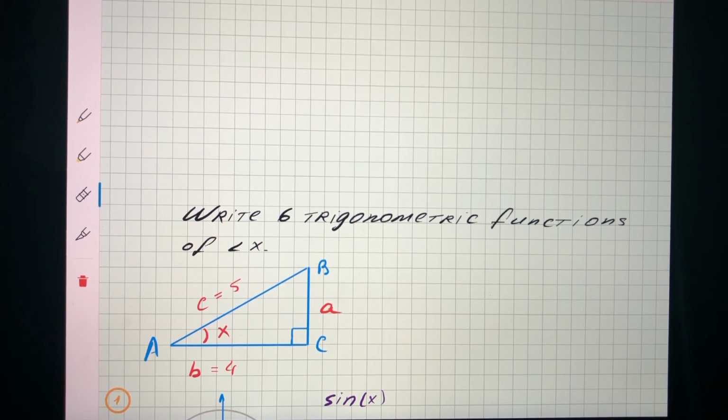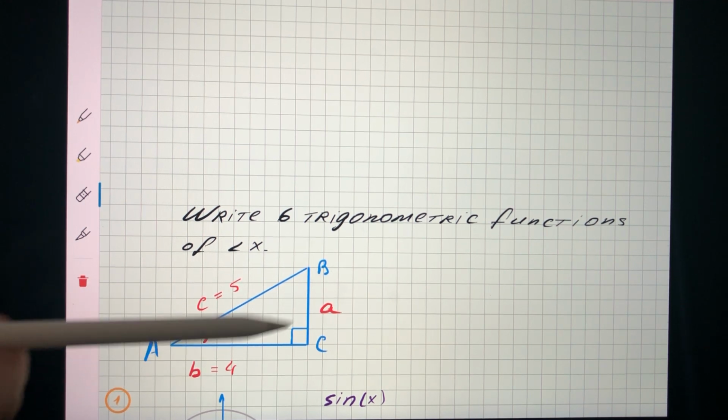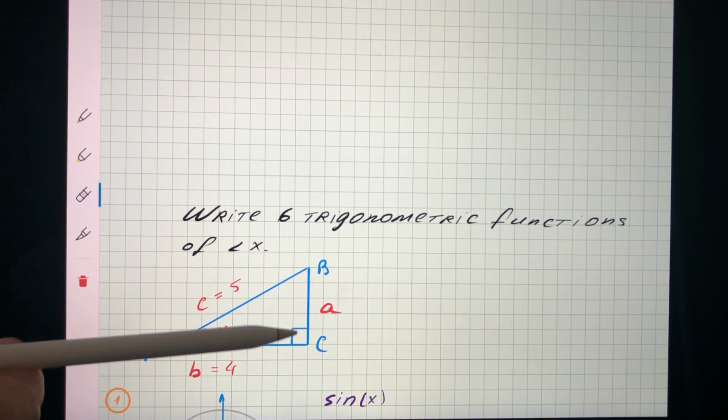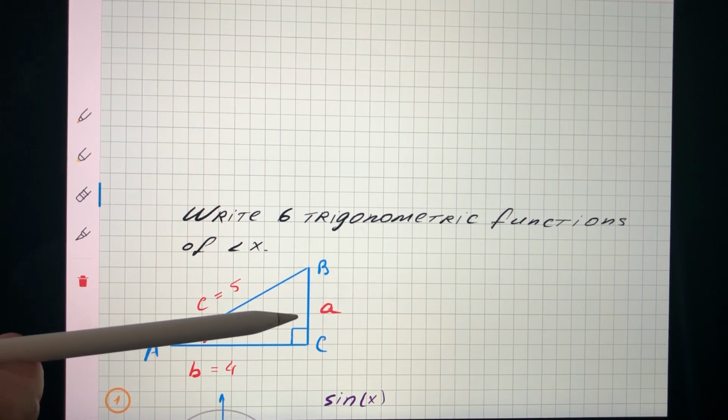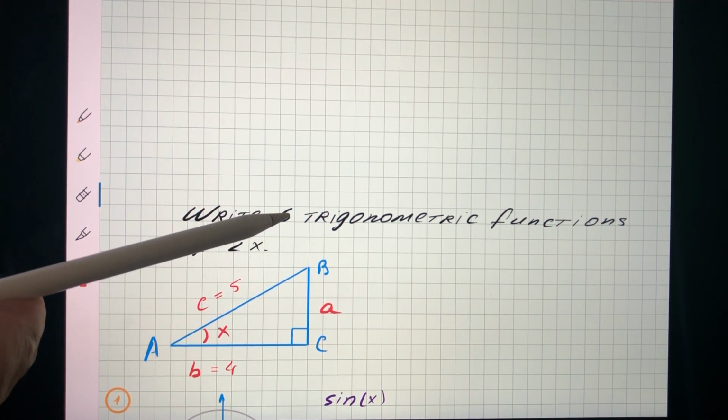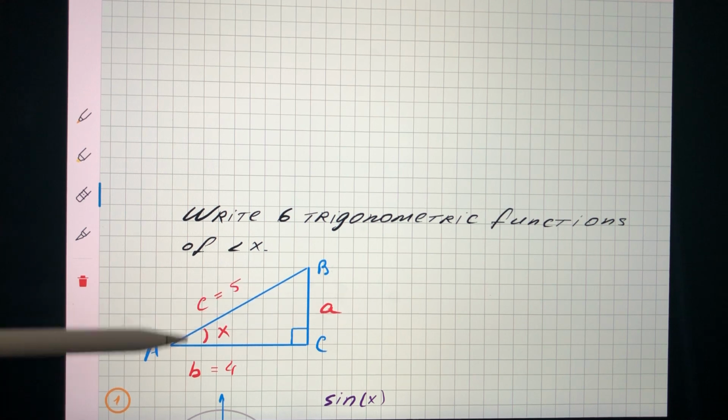Hello, in this video, let's look at how to write 6 trigonometric functions of an angle. So here we have a triangle, we have two sides known, one side unknown. It's a right triangle, and in order for us to find all 6 trigonometric functions, we need all 3 sides.